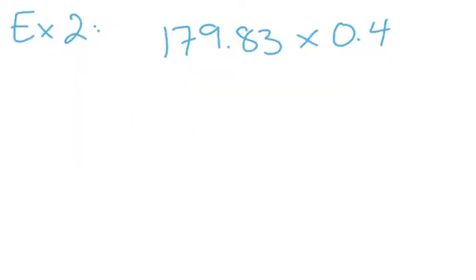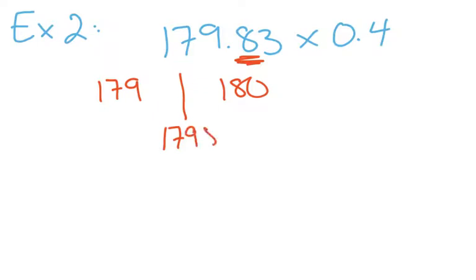Here we have 179 8/10 and 4/10. 179 8/10, I'm looking at that tenths place. 8/10 is greater than 5/10, which would be halfway. So if I had 179 and 180, halfway would be 179 5/10. Since 8/10 is greater, we're going to round that up and say this is pretty close to 180.